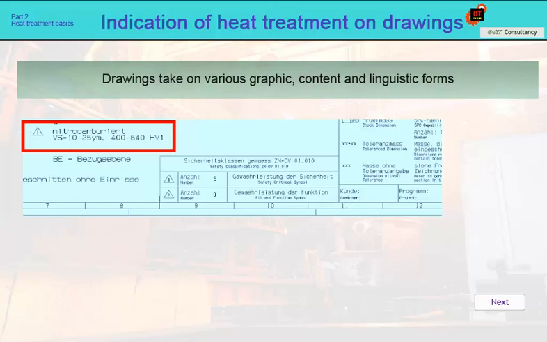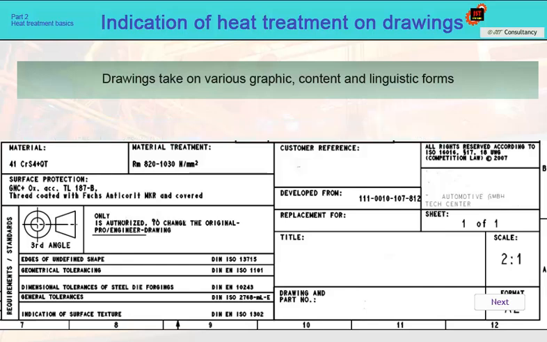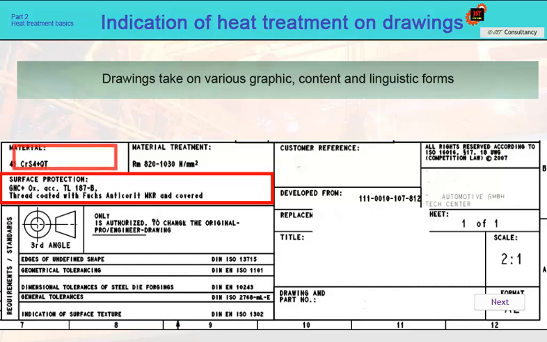However, the prescription for nitrocarburizing can also take other, much more complicated forms. According to the information in this drawing, it is a nitrocarburizing with subsequent oxidation of 41CrS4 material. The designation QT then stands for quenched and tempered, to tensile strength Rm 820 to 1030 Newton per square millimeter.